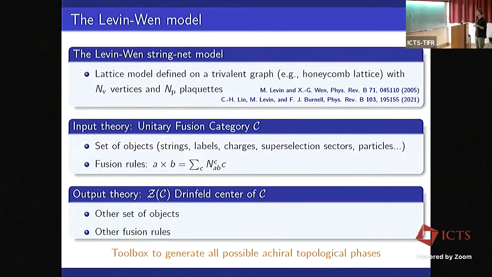Because for people who know a bit about Drinfeld centers and category theory, the Drinfeld center of a given unitary fusion category has zero central charge. So all the phases that we can build with this Levin-Wen model will be achiral phases. And what is interesting is that you can build all of them. So if you pick the proper initial category, you can engineer any achiral topological phase.